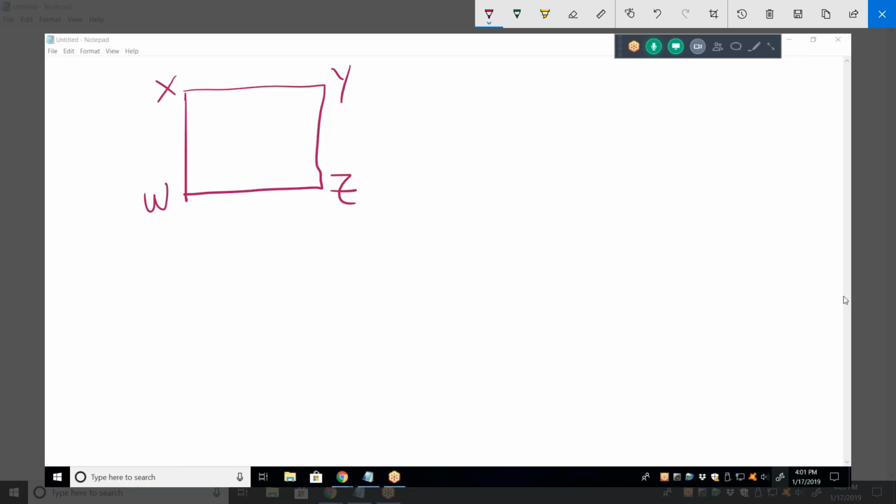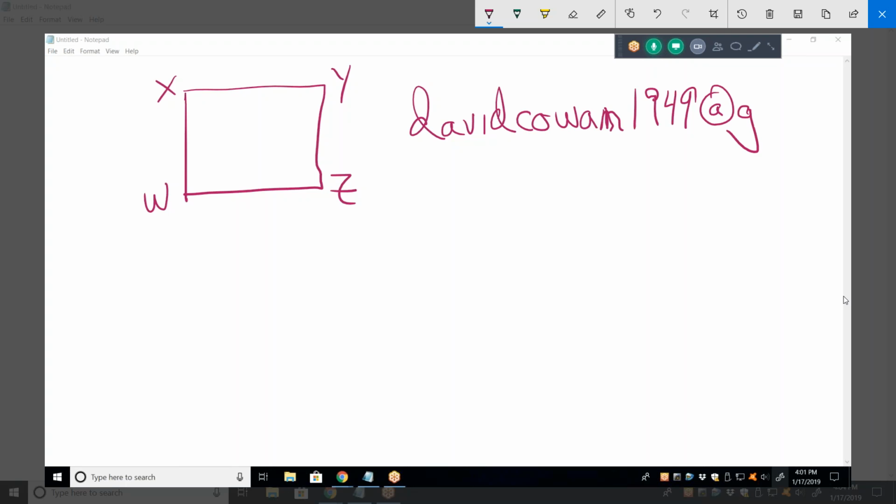Maybe it would be better if you go ahead and take a picture of that page. Is it on paper or is it on a website? It's on paper. Take a picture of it and send it to this email. Here, I'm going to write my email up here. Make sure you send it to this one. I have a couple of them. This one gets to me the most direct. 1949 at Gmail.